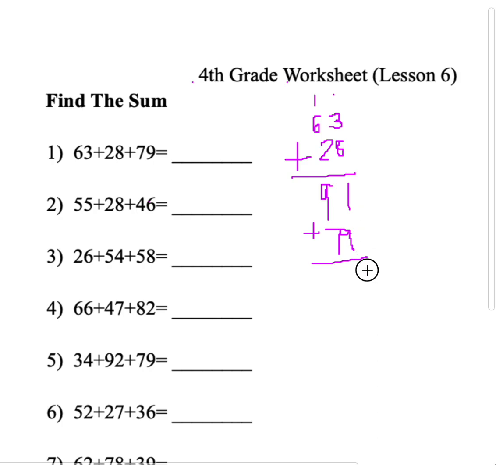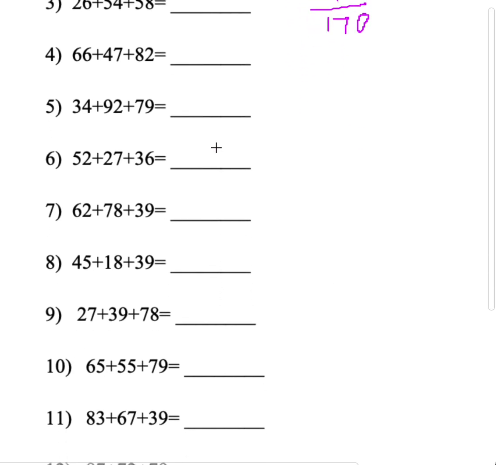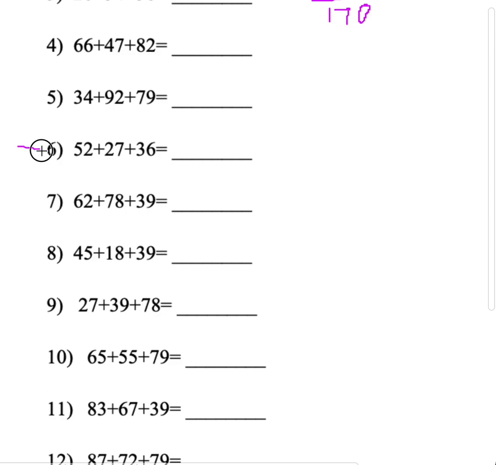So 1 plus 9 is 0. We add the carrying here. So 9 plus 1 is 10. And 10 plus 7 is 17. So number 1 is 170.